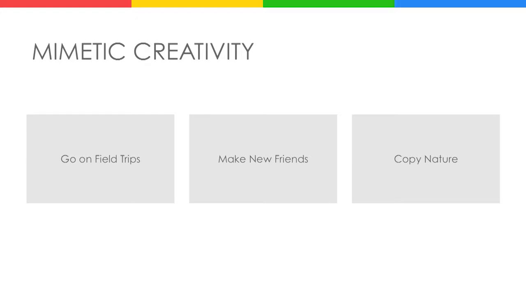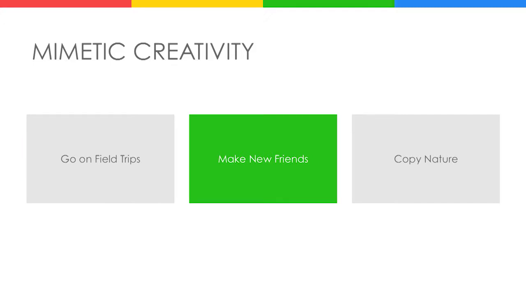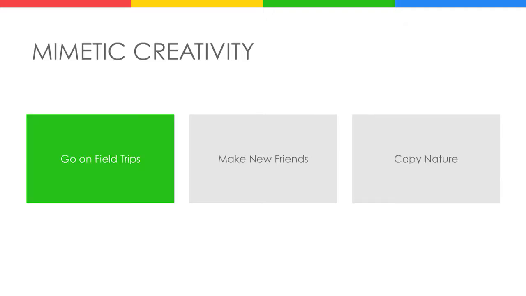So we're going to look at 3 techniques for mimicking, the most basic form of creativity that we can use any place, anytime, anywhere. They're very simple to do. The first is to go on field trips, simply change our surroundings. The second is to make new friends, to hang out with new people. And the third is to copy nature, to look at what's already been done by nature. So let's talk about the first one, about going on field trips.